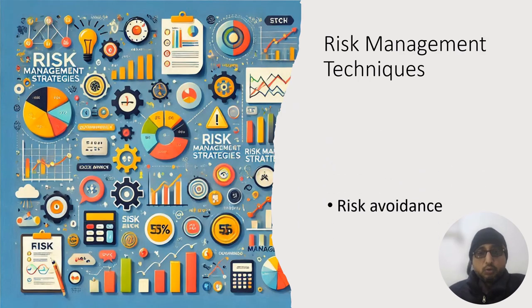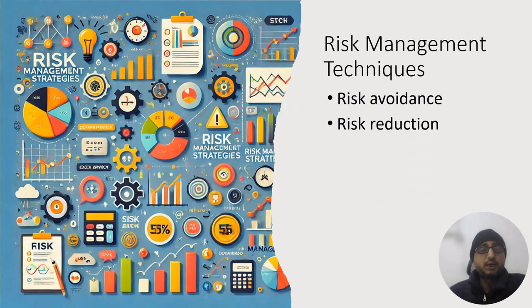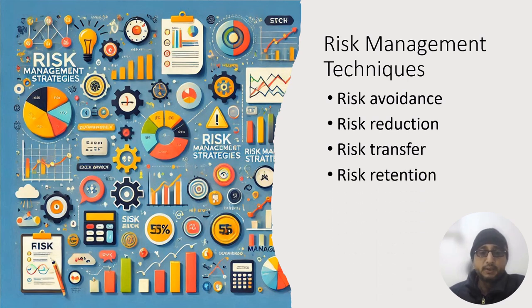So now let's look at some of the risk management techniques that we can adopt to make our risk mitigating strategies more effective. They include risk avoidance, risk reduction, risk transfer, and risk retention. Now let's explain each of them. In risk avoidance, basically, we try to eliminate the hazard itself or we avoid any hazardous activity. In risk reduction, basically, we replace or substitute the hazard with something less hazardous.